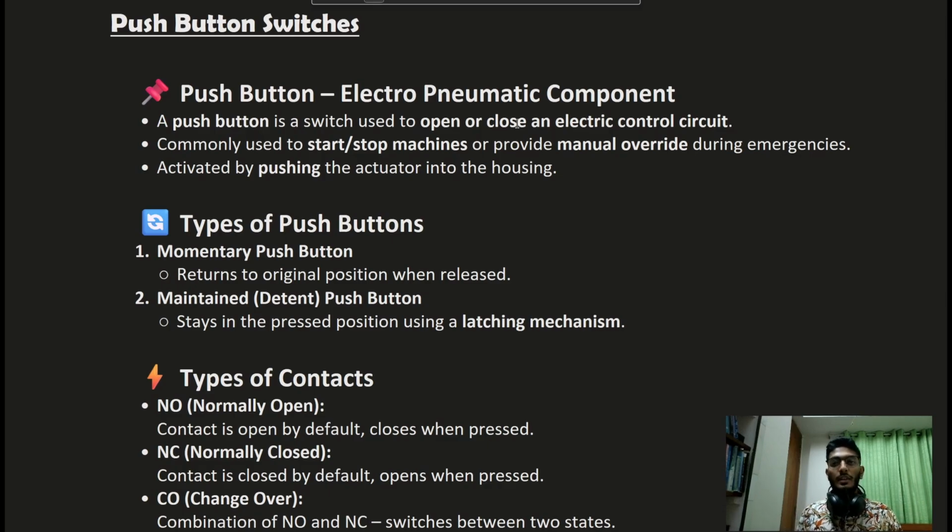There are two types of push button. One is the momentary push button. It will return to the original position if we remove the force of our finger. Another one is the maintained or detent push button. It is like a switch. If we push it on, it will stay on. And if we close it, then it will stay off.